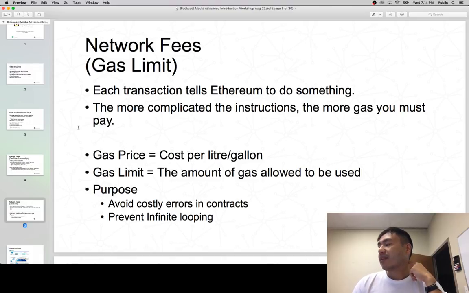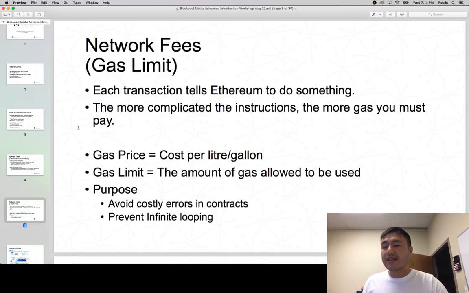So the gas limit, as you know, the more instructions that you tell Ethereum to do, the more gas you're going to have to put into it. So if you're not telling the Ethereum network to just transfer one Ethereum from point A to point B, but you're telling it to now go to a smart contract and tell the smart contract to do something, it's going to cost you more. So you'll end up spending more gas.